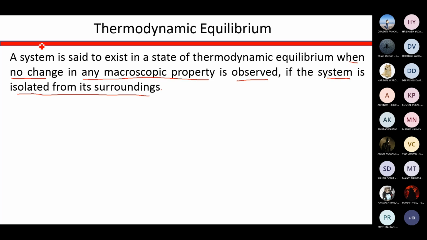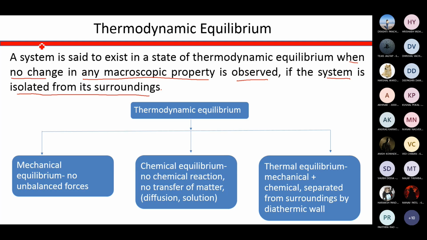Clear? Now, what kinds of equilibrium must you have studied before? The equilibriums are basically of three types: mechanical equilibrium, chemical equilibrium, and thermal equilibrium. And these three combined together, if the system is in all three kinds of equilibrium, then by default it is in thermodynamic equilibrium.